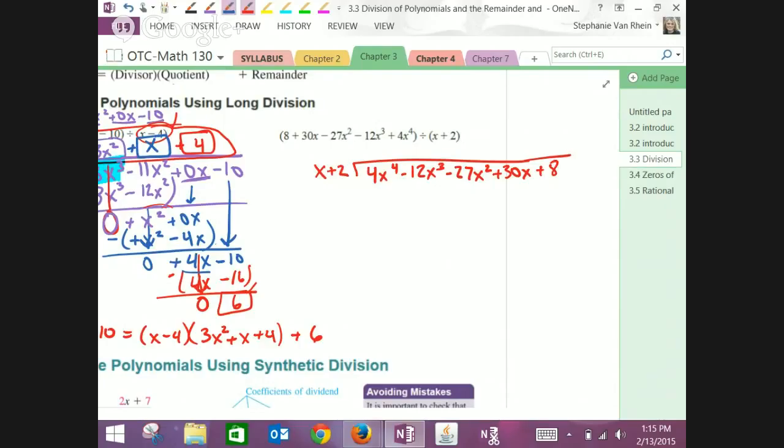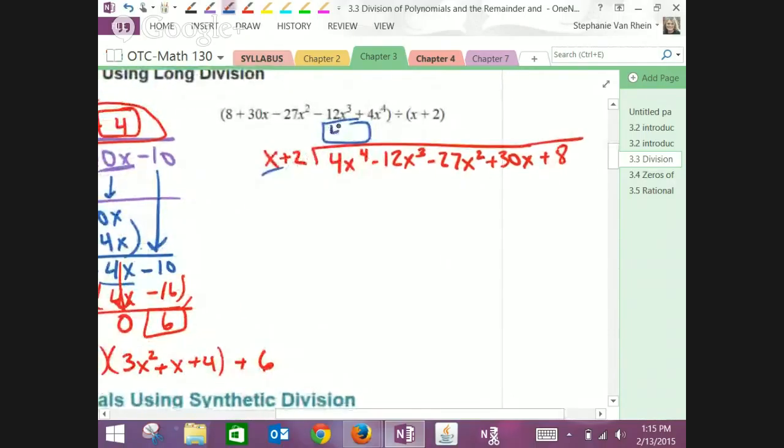So the first thing I'm going to ask, what do I need to multiply by x to get 4x to the 4th? 4x to the 3rd, right? Once you pick that, your next 2 terms are set. 4x to the 4th plus, what would it be? 8x cubed, right? So now it's math. Now it's just adding and subtracting.